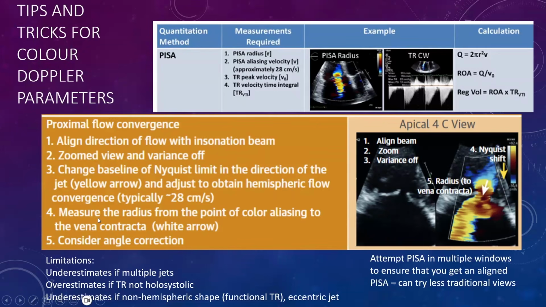And this is just what we talked about: aligning the jet, zooming your picture to get a better ability to measure accurately, and then considering angle correction if you're not able to get aligned.